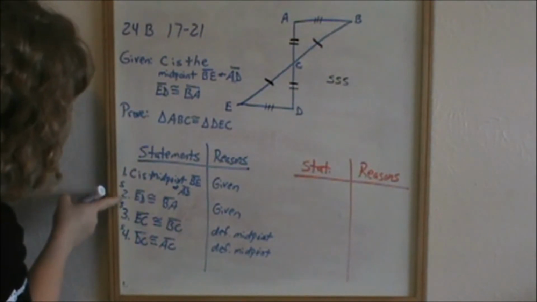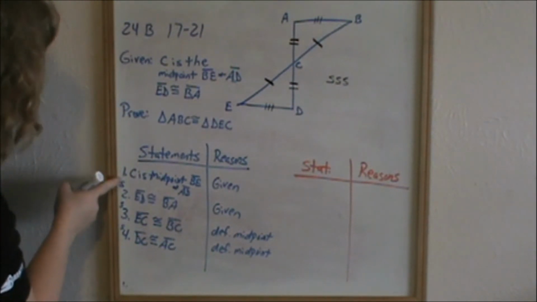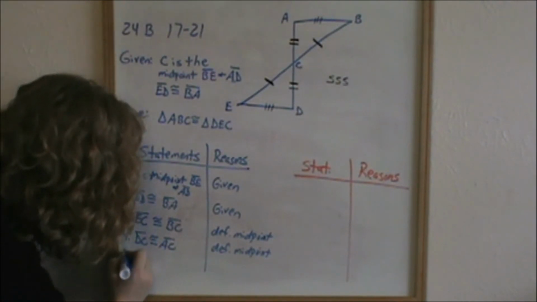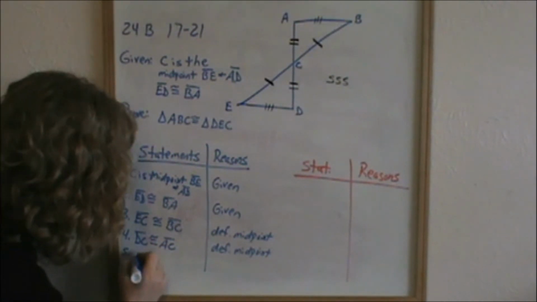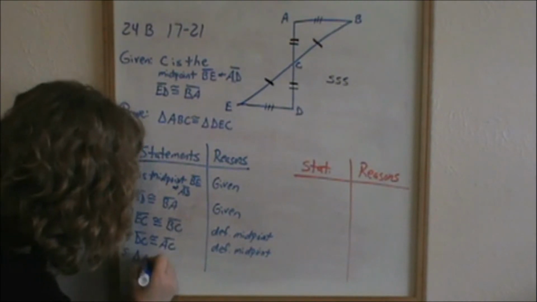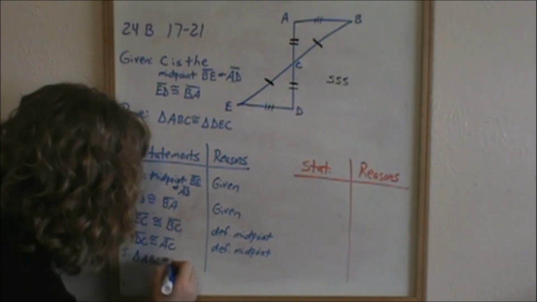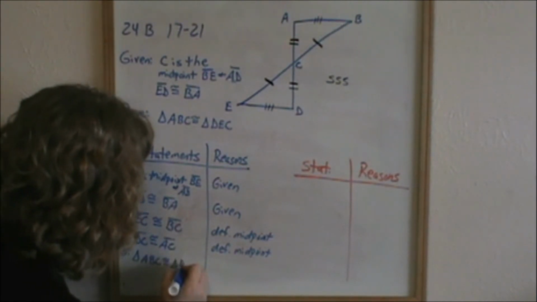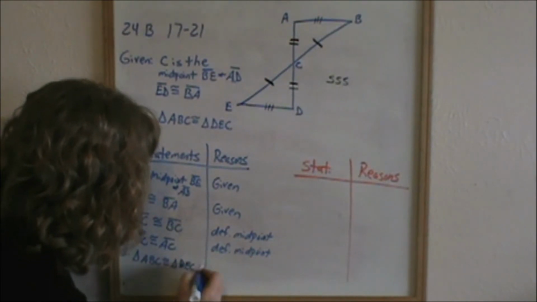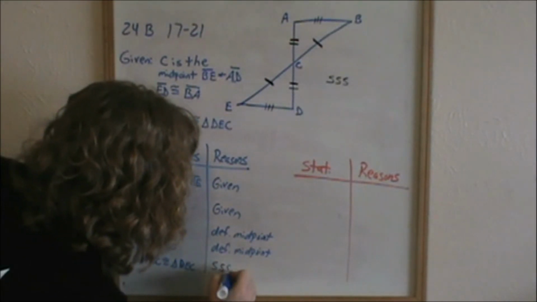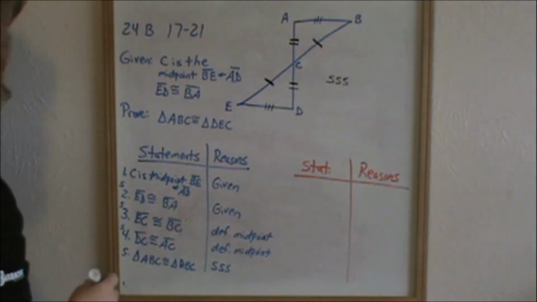So we have all of our sides. We have made a statement for every one of our sides. So now we are ready to say that the two triangles are congruent. So now we can say triangle ABC is congruent to triangle DEC. Why? Because of the side postulate.